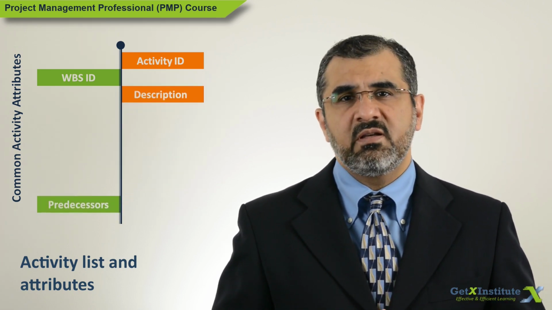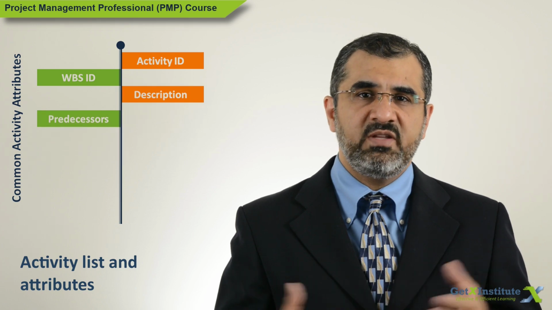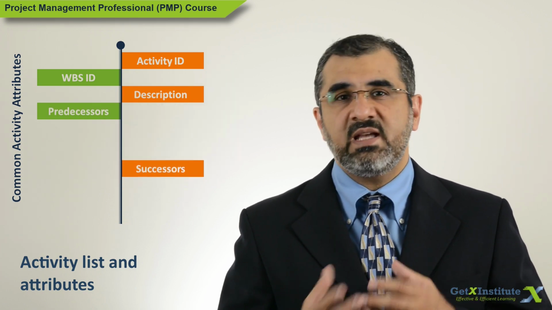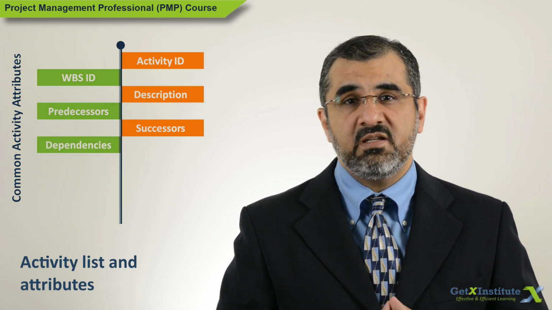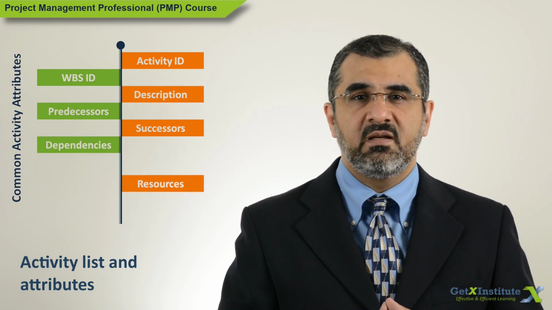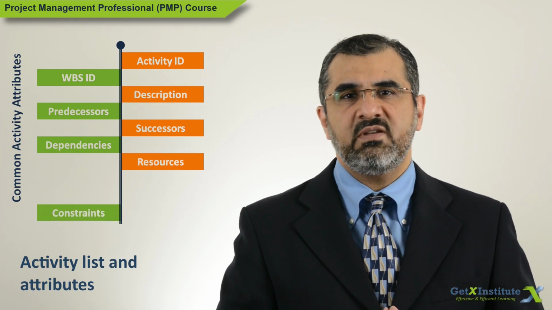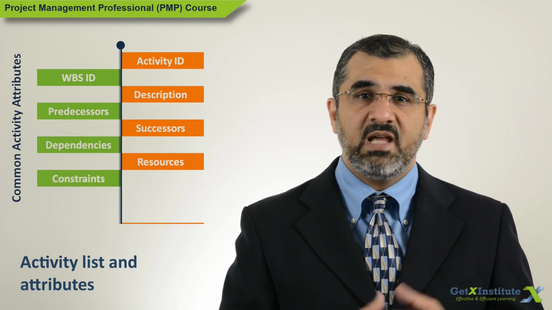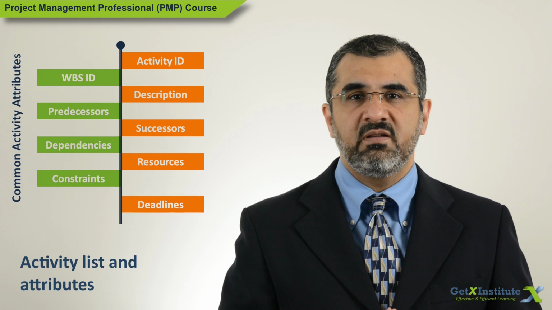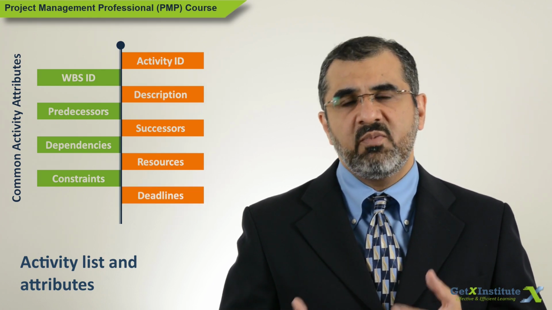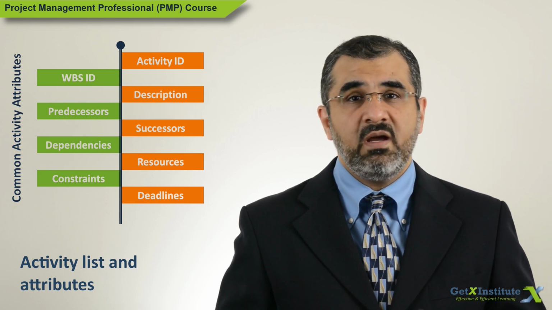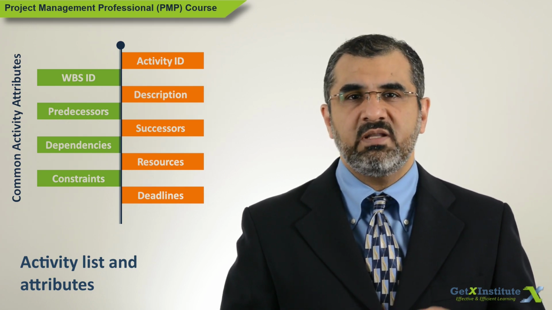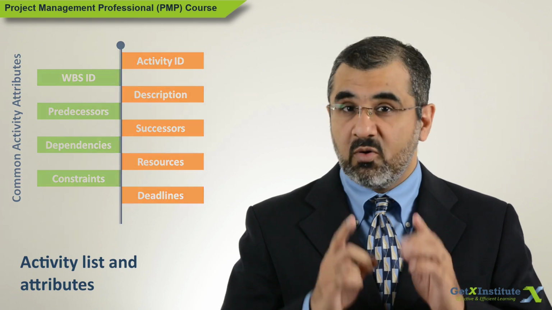Other attributes can be a description of the activity, predecessor activities, successor activities, logical relationships or dependencies, resources working on the activity, constraints that put limitations on the activity, any externally imposed deadlines, and many others. There can be hundreds of activity attributes, but the ones I just mentioned are the most common ones.